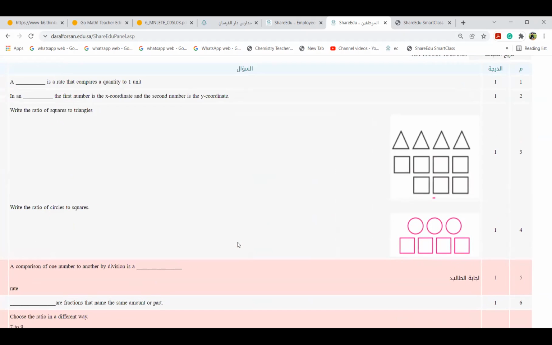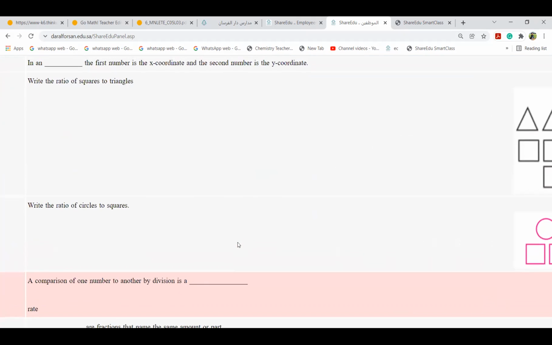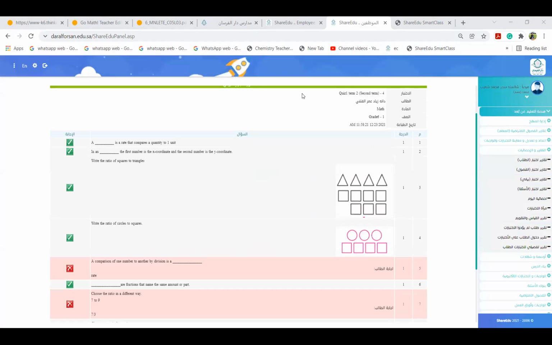Dana, no. Dana, you did a mistake in the fill in the blank. When you compare one number to another by division, it's not a rate. It's not rates. You check this question in your vocabulary builder, okay? Okay. That's it. Take care and have a great day.